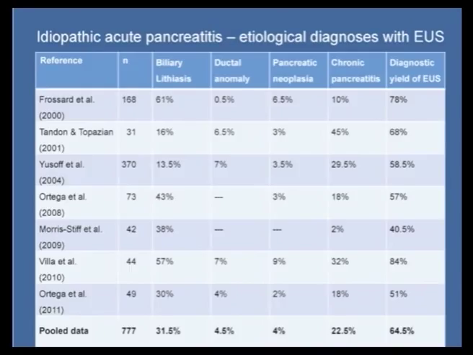Intraductal papillary mucinous neoplasias and rarely solid pancreatic tumors are considered to be causes of acute pancreatitis in up to 9% of cases. Primarily due to different inclusion criteria in endosonographic studies on the etiology of acute idiopathic pancreatitis, the frequency of chronic pancreatitis varies widely between 2% and 32%.